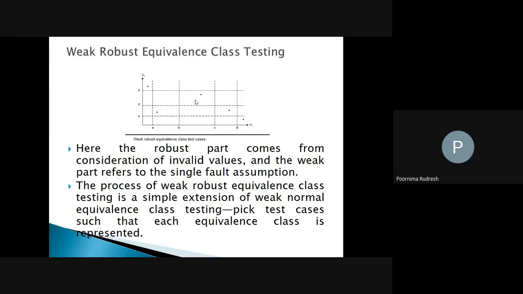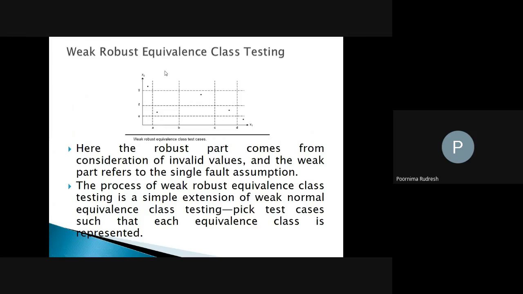Understood? So here we are considering two parts. One is the weak and the other one is the robust. The robust part comes from the invalid values, whereas the weak part comes from the single fault assumption. Invalid values means the values which reside outside the range. So for x1, what is the range? Range is from A to D, and a value outside A and D is considered an invalid value. Similarly, for x2, if the value is between E and G, it is treated as a valid value, and outside the range E and G it is treated as an invalid value.